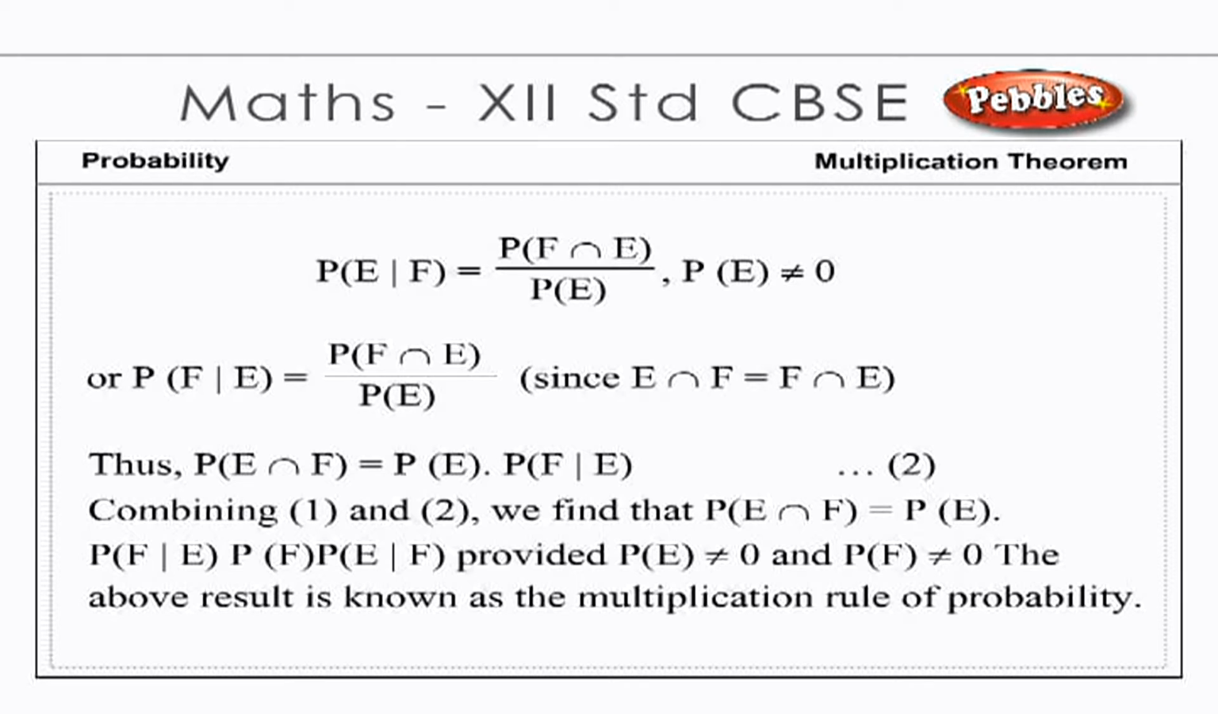Or P(F|E) equal to P(E intersection F) by P(E), since E intersection F equal to F intersection E. Thus, P(E intersection F) equal to P(E) into P(F|E), equation 2. Combining 1 and 2, we find that P(E intersection F) equal to P(E) P(F|E), equal to P(F) into P(E|F), provided P(E) is not equal to 0 and P(F) is not equal to 0. The above result is known as multiplication rule of probability.